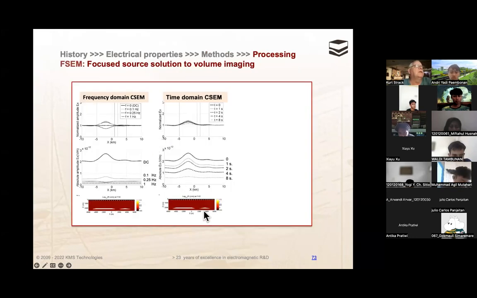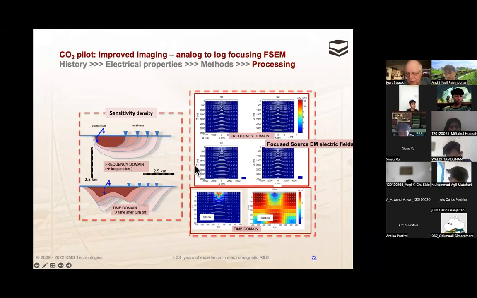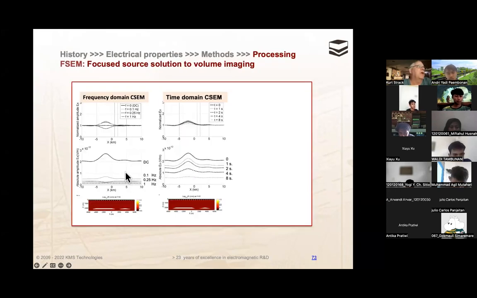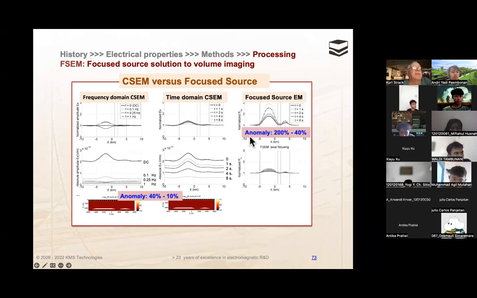These are 3D models. Time domain, you get differences between different times, and frequency domain, you also get differences between different times. And the anomaly is 40% for the big one and 10% for the little one. And then when we do a focus source EM, the anomaly is 200% for the big one and 40% for the little one. So smaller reservoirs can be detected, we get higher spatial resolution, and we can remove the shallow structure.